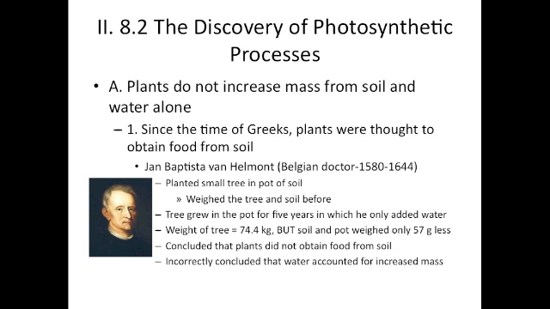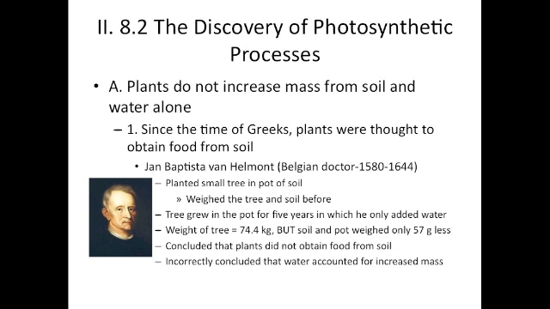Okay, so how did we know all of this happens inside of a plant? So this is going to be story time, or the history of photosynthesis. So plants do not increase mass from soil and water alone, and so Greeks used to think that plants obtained their food from soil, and this is how plants grew.